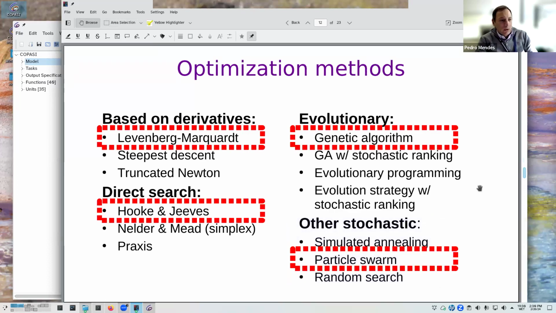So the ones that I highlight here are algorithms that normally give good answers, but as you will see, this isn't always the case, and you have to try more than one. So this will be the first thing to say: you need to try several algorithms with your problem to find out at least the best you can.